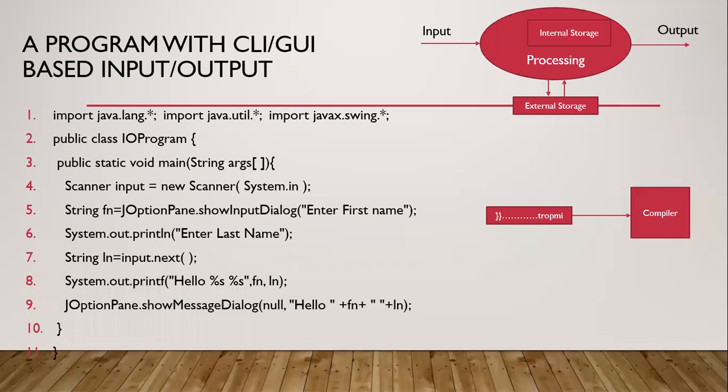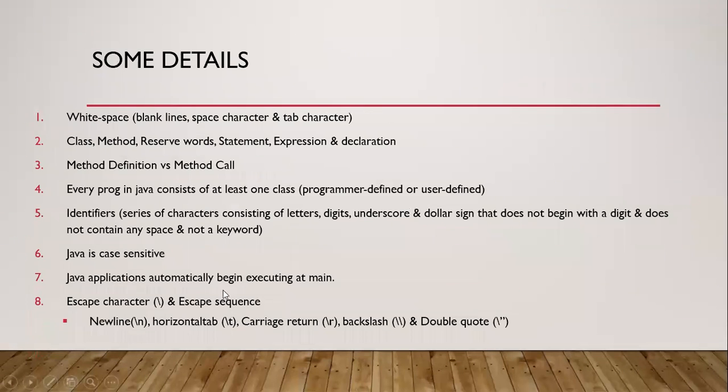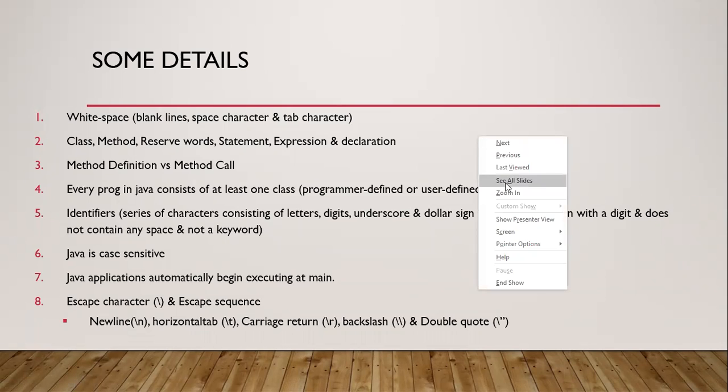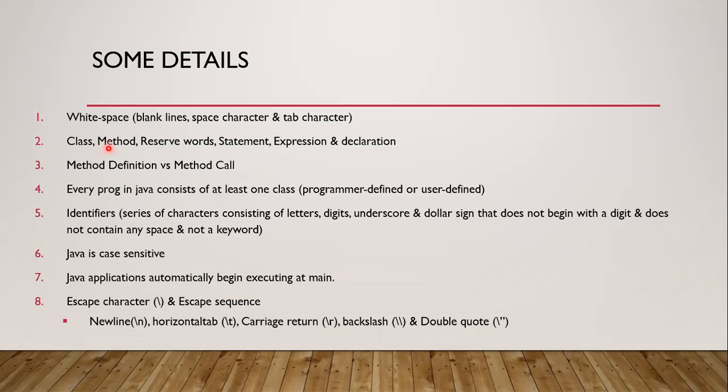Okay, I hope things are simple and easy and clear. Let's move on. White spaces, we have talked about this. Class, method, reserved word, statement, expression, and declaration. Class, as we have seen, every program in Java is a class. In the class, so far, we have talked about only one method, that is main. So there is a main method.